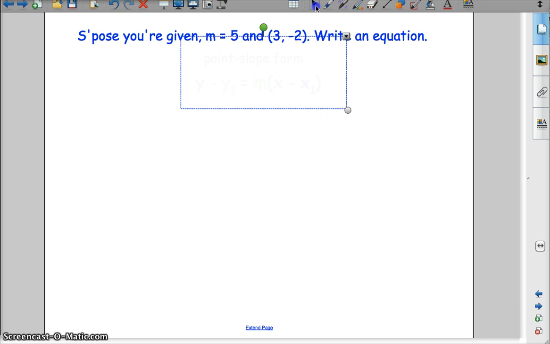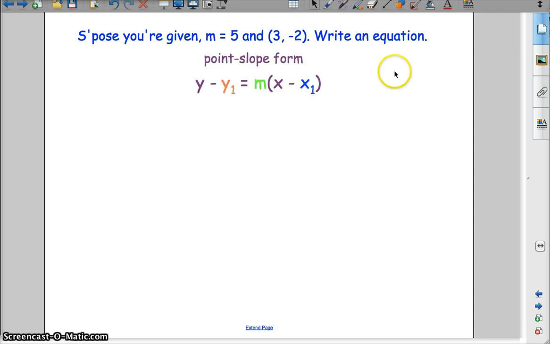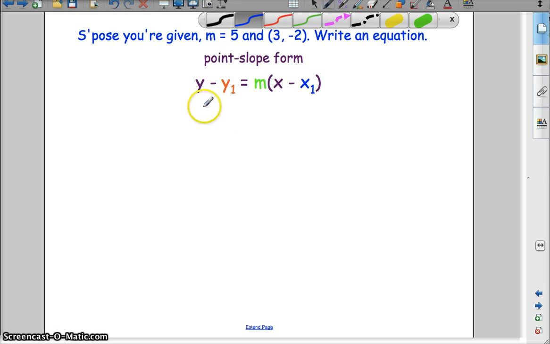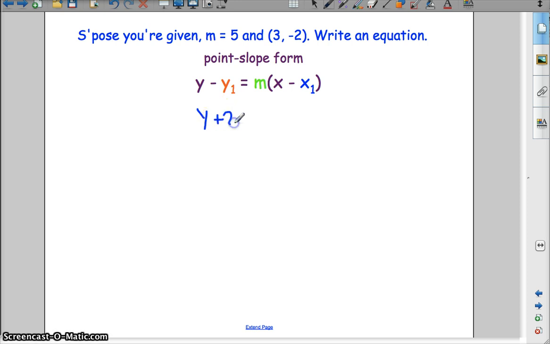So what about this next one? You're given a slope and a point. A slope of 5 and a point of 3, negative 2. Pause the video, see if you can write an equation. You should be using point-slope form. So when you set this up, you will have y minus a negative 2. I'm just going to go ahead and change that to plus 2 equals 5 times x minus 3.